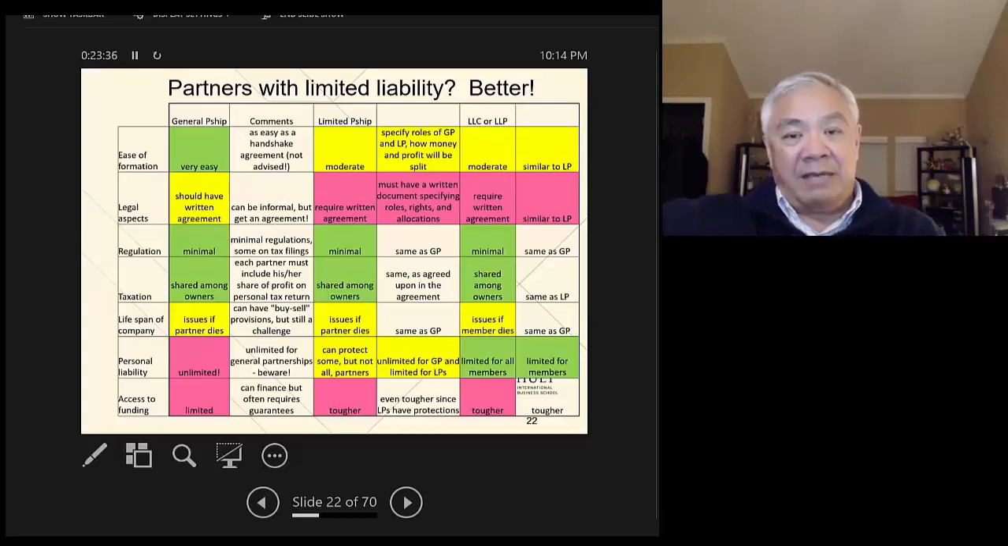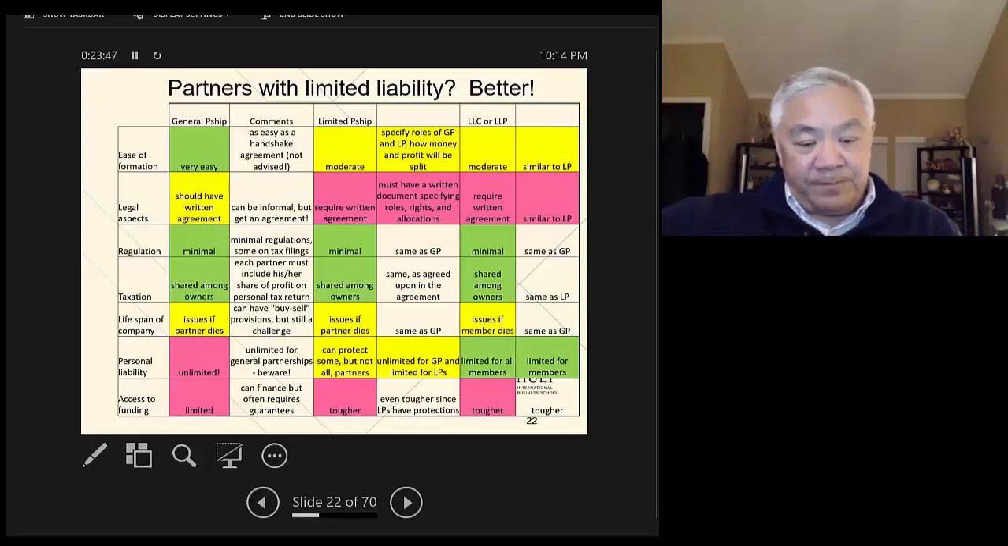Personal liability, this is the big advantage. One person, the general partner, has risk. The others have protection. So it protects all but one. So that's a nice attribute.